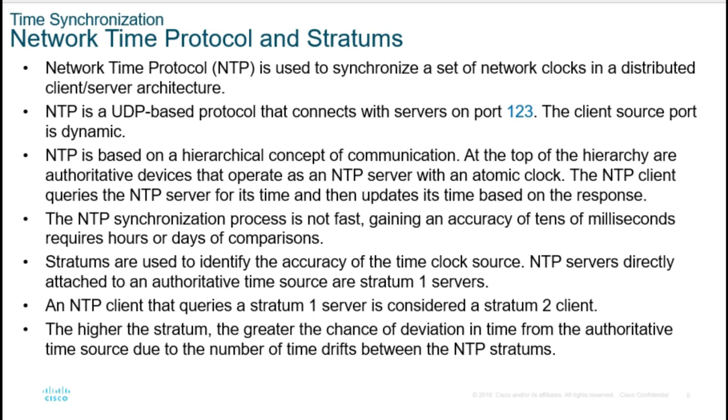For comparison, the NTP servers which are directly attached to an authoritative time source have stratum 1 and they are considered stratum 1 servers. Subsequently, an NTP client that queries a stratum 1 server is considered a stratum 2 client. So the higher the stratum, the greater the chance of deviation or delay in time from the authoritative time source due to the number of time drifts between the NTP stratum.